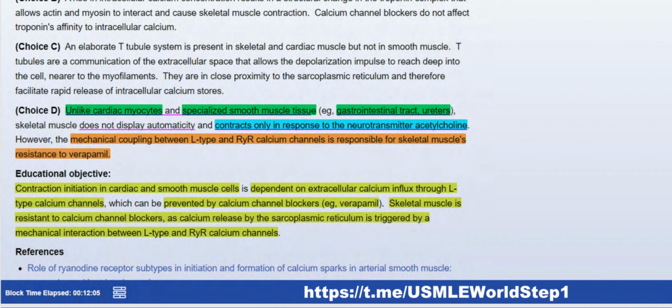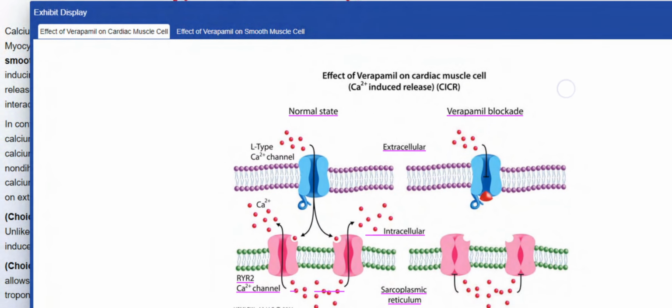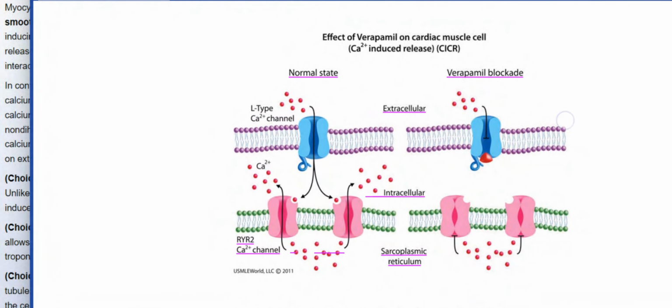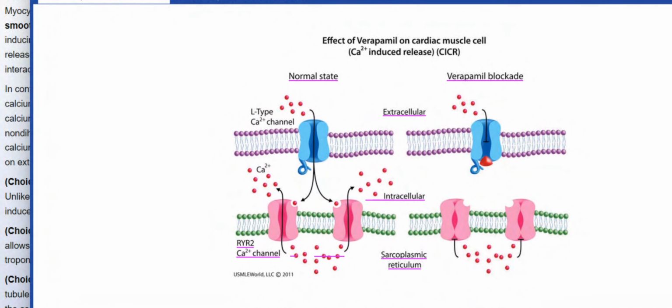Skeletal muscle is resistant to calcium channel blockers as calcium release by the sarcoplasmic reticulum is triggered by a mechanical interaction between L-type and RYR calcium channels. Okay, so we have talked about this. Now they're talking about the effect of verapamil on cardiac muscle cell calcium induced release, right?